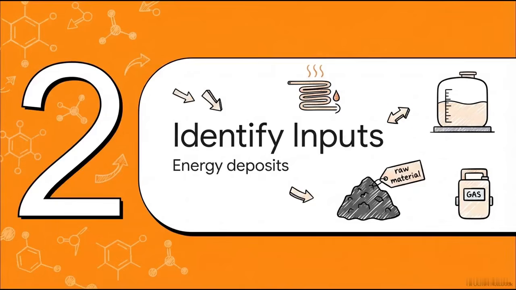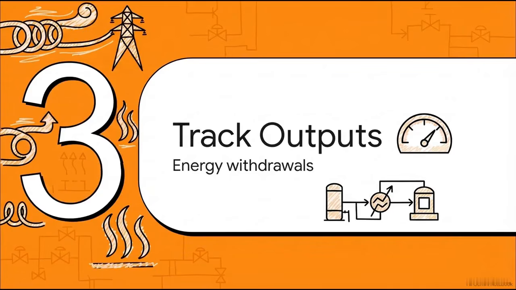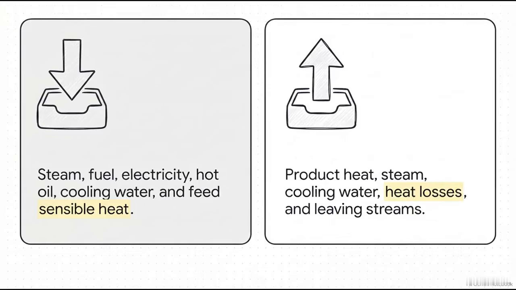Section 2. Identifying the energy inputs. Section 3. Tracking the energy outputs. When we contrast these two sides of the ledger conceptually, a really clear picture starts to emerge. For our inputs, our deposits, we're pumping in steam, we're burning fuel or natural gas, pulling electricity directly from the grid, and circulating hot oil or thermic fluid. We even count cooling water and the sensible heat of the raw feed materials just entering the reactor.